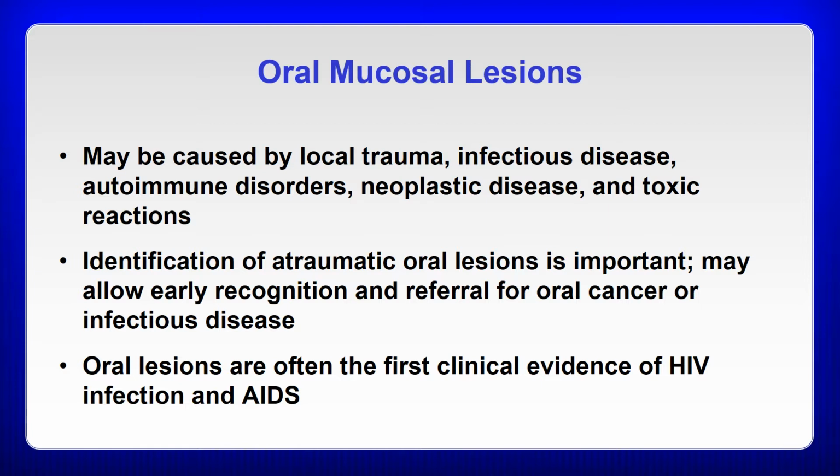Many times this is also the first clinical evidence of HIV infection and AIDS, primarily because with HIV/AIDS you deal with a suppressed immune system. So if the immune system is suppressed, it does lend a person to conditions and infections that might cause these oral mucosal lesions, because the immune system is not functioning as well.